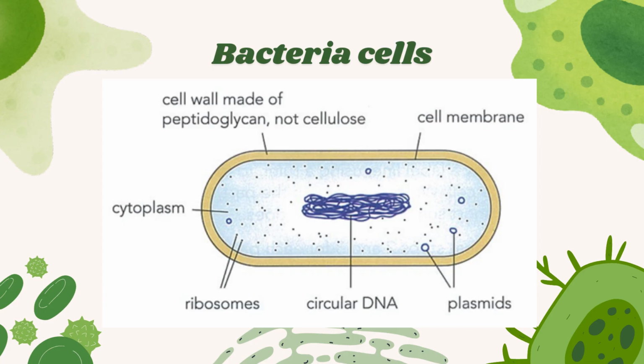As usual, they have cytoplasm, ribosomes, and cell membrane. But another special thing is they have a cell wall like a plant cell. But a special thing is the cell wall is made of peptidoglycan, not like cellulose in a plant cell. So those are the things you have to keep in mind about bacterial cells.